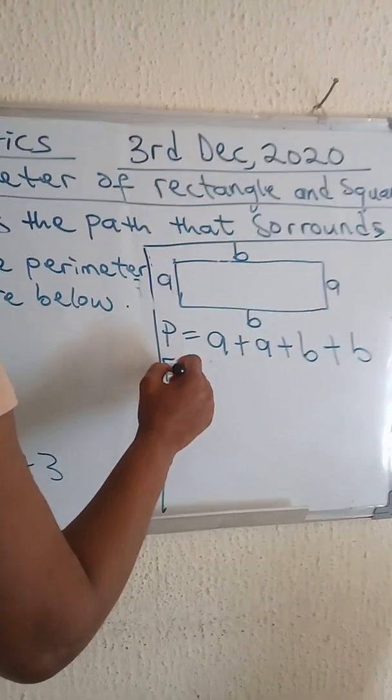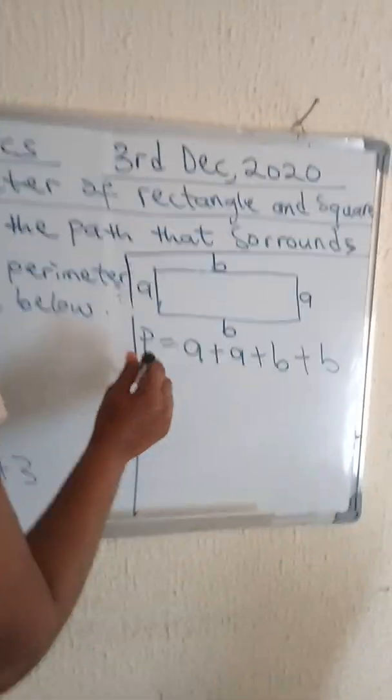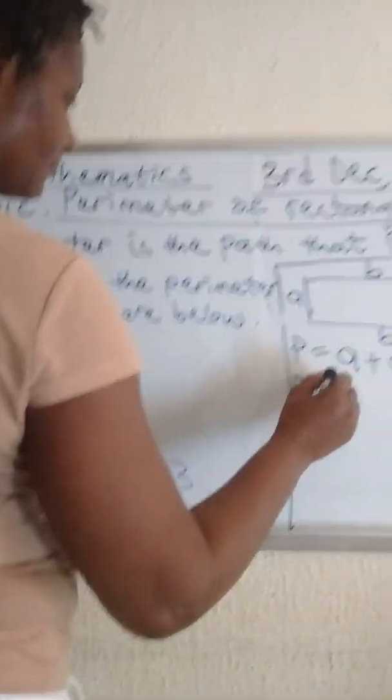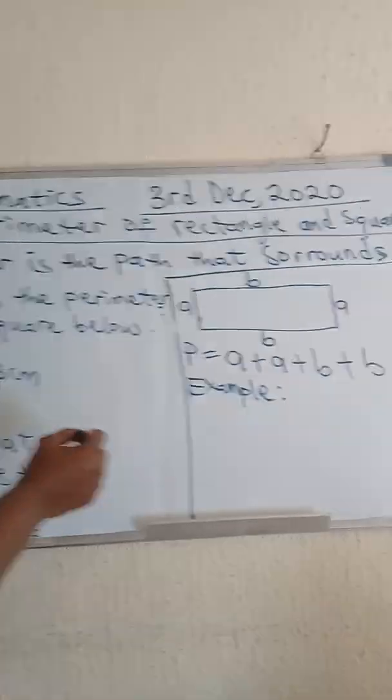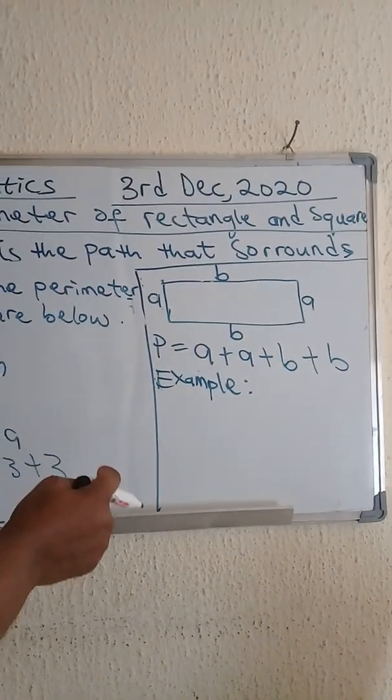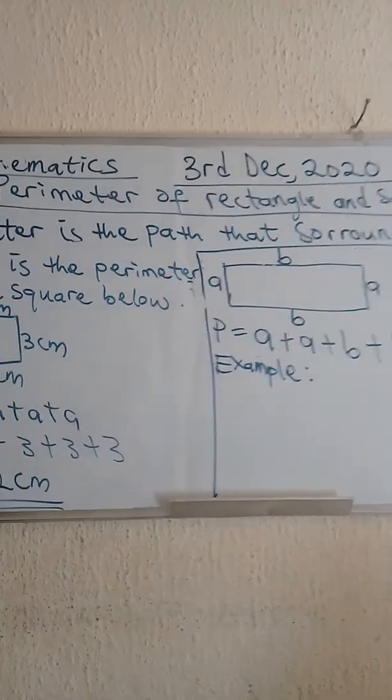Let's find the example. Example. This place cannot contain it. You have to move to this side.